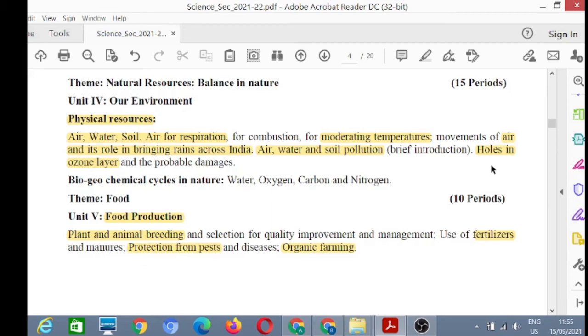So, next, a particular topic is holes in the ozone layer. Holes in the ozone layer are generally caused by AC and refrigerator gases. Refrigerant gases are the main reasons for ozone layer depletion. And the ozone layer saves us from ultraviolet rays of the sun.